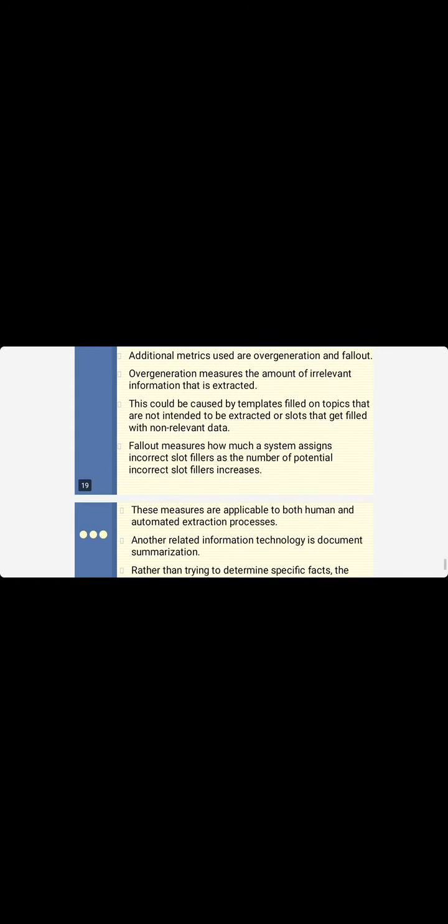Next, precision. Precision refers to how much information is extracted accurately versus the total information extracted. Suppose we have 10 documents, in that how much information is extracted, that is 5 documents or 6 documents, how much it is extracted. The additional metric used is over generation, along with fallout. Over generation measures the amount of irrelevant information that is extracted.